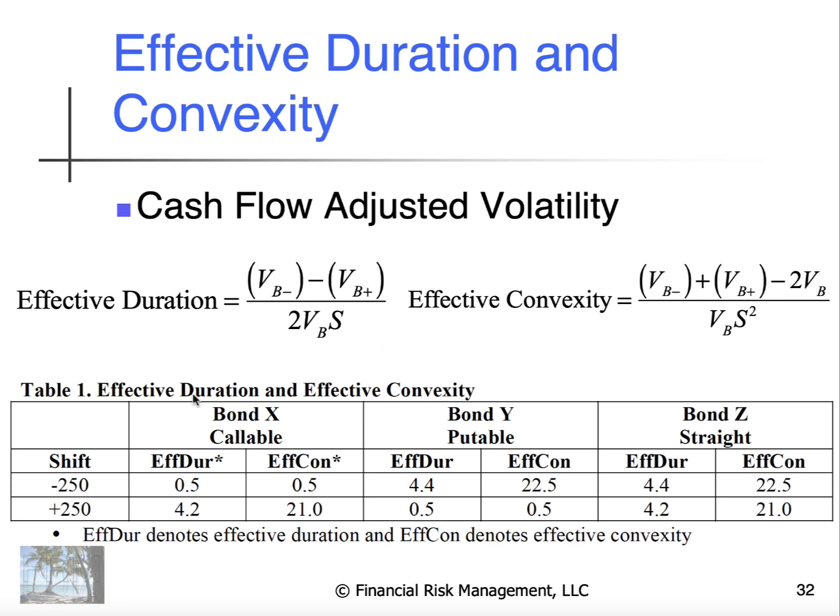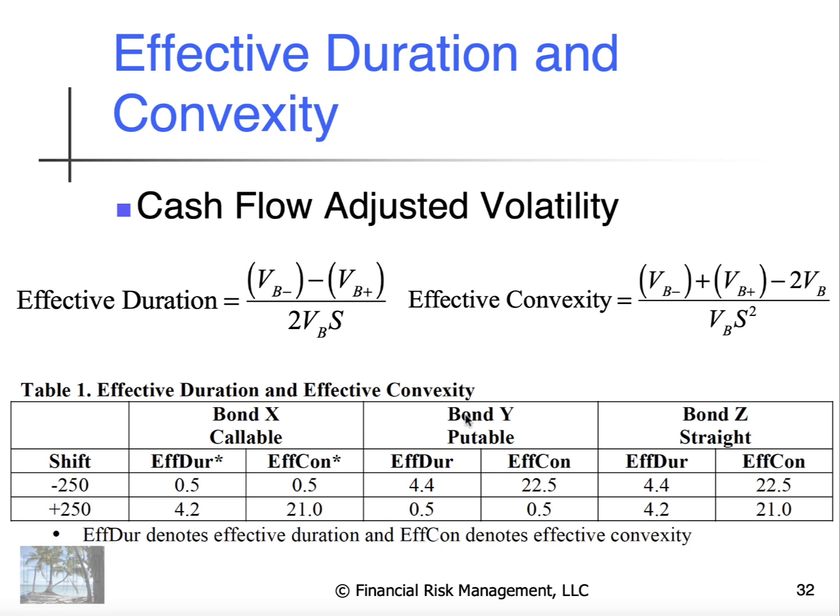And so the key is with a straight bond, what you'll notice is when rates go up or down by 250 basis points, the effective duration and effective convexity really doesn't change that much. But with a callable bond, if rates go way down, the bond will essentially be called. And so the effective duration shortens considerably. If rates go up, the bond will not be called, and the effective duration, if you'll notice, becomes identical to a straight bond. And so a bond that's callable at a very low rate in a high rate environment behaves just like a straight bond.